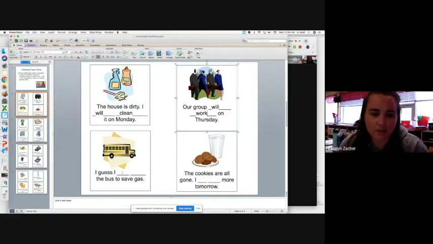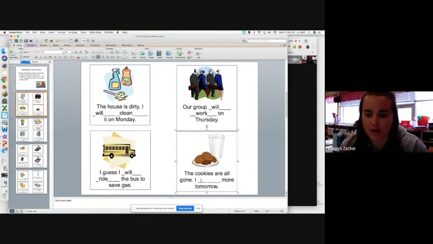I blank the bus to save gas. I will ride the bus to save gas. That's happening in the future, right? Will ride. The cookies are all gone. I blank more tomorrow. I will. Ooh, what do you guys think? What is something that you do? I'm going to say eat. Cookies are all gone. I will eat more tomorrow.